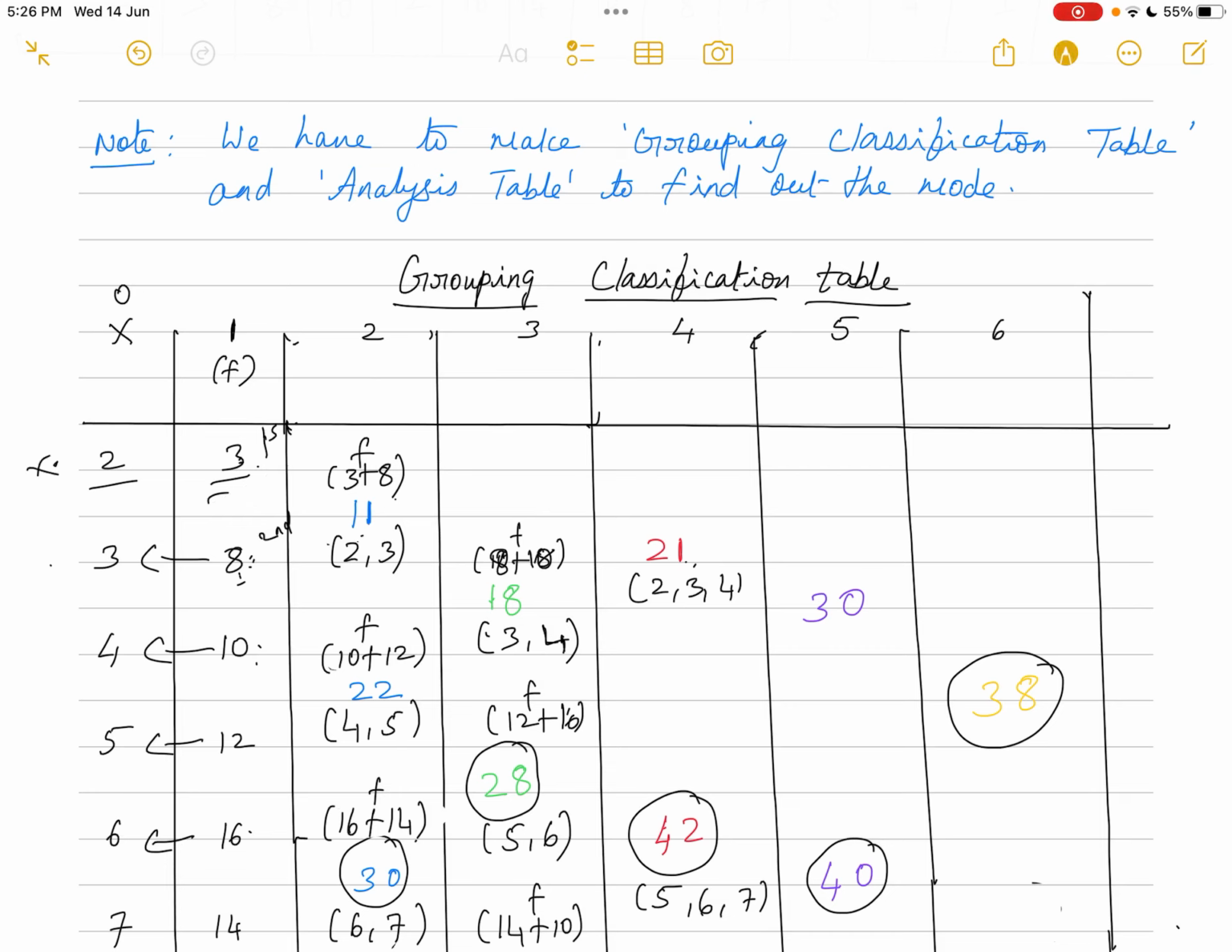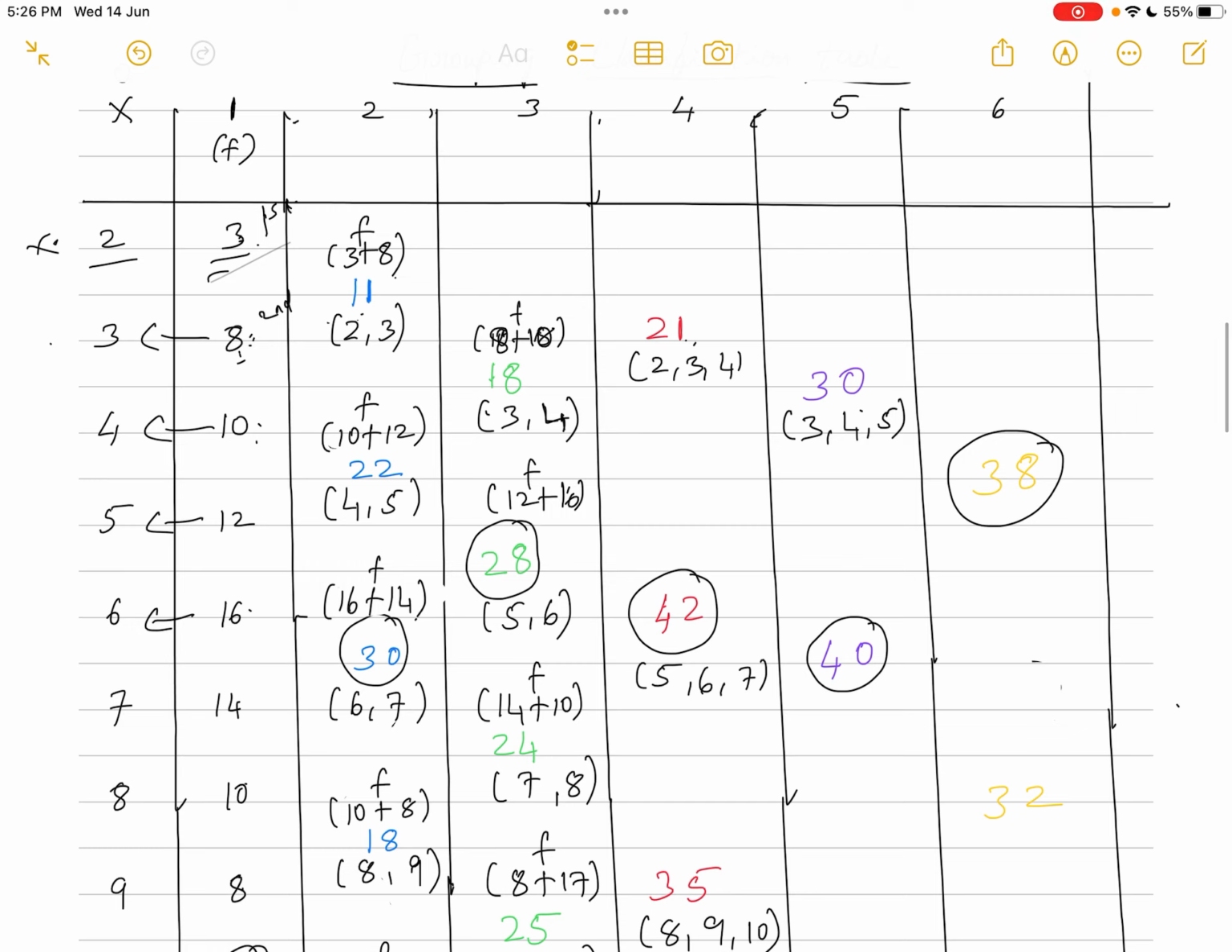Okay, so now leaving the first row, this one you should not take. So now 8 plus 10, 18, 18 plus 12, 30. So that's what we are getting, 30 here. So what is the corresponding x value? Corresponding x values are 3, 4 and 5.